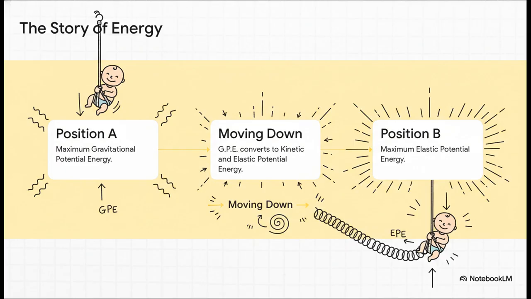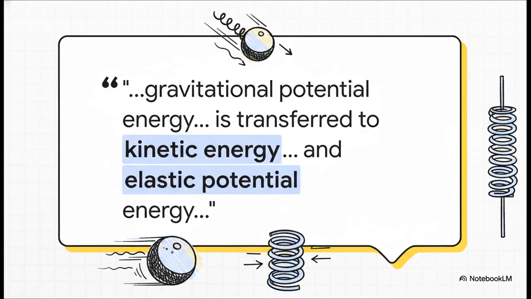And finally, when we hit the very bottom, position B, the baby stops for a split second. All that motion energy is gone, and every last drop of that initial GPE is now stored up in the spring as elastic potential energy. It's a perfect transfer.